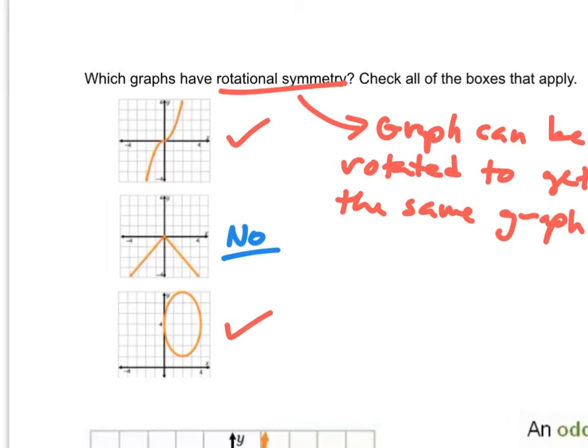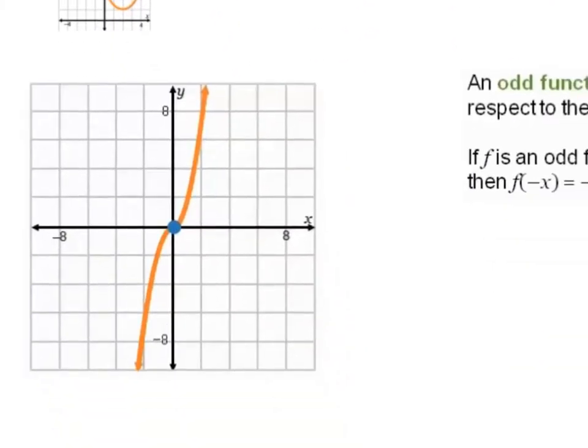The reason why is that if you were to take these points here and rotate this graph around, say 180 degrees about the origin, you would get the same graph. Similarly with this one, if you were to rotate this graph around the center point of this ellipse, say 180 degrees, then you would get the same graph. And that's the idea of rotational symmetry.